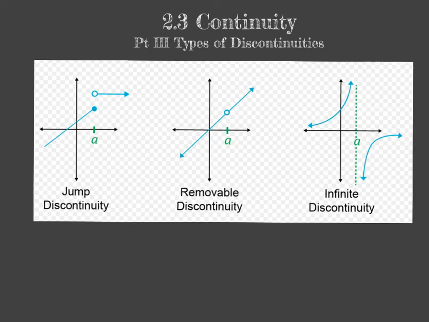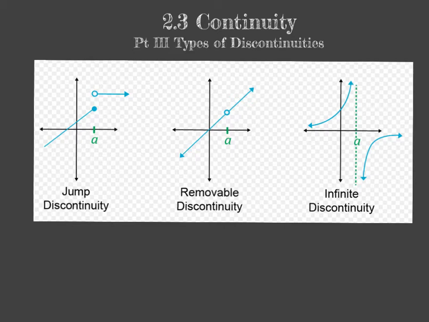Welcome to the third part of 2.3 continuity, where we'll discuss the three main types of discontinuities. Recall the definition for continuity said that our function had to be defined at, we called it C, in this case we'll say A. Our function has to be defined at A. The limit as x approaches A has to exist, and whatever the function is and whatever the limit is, those have to equal.